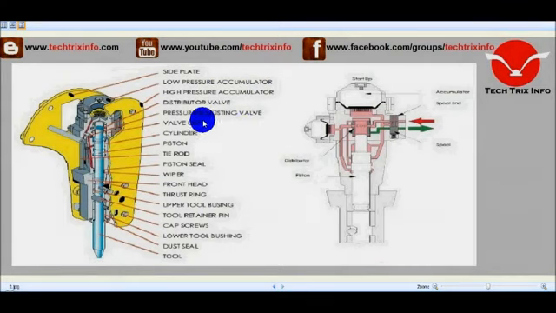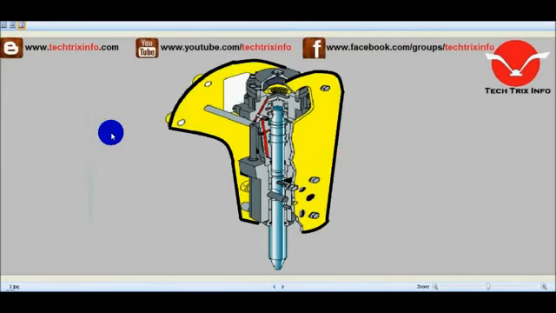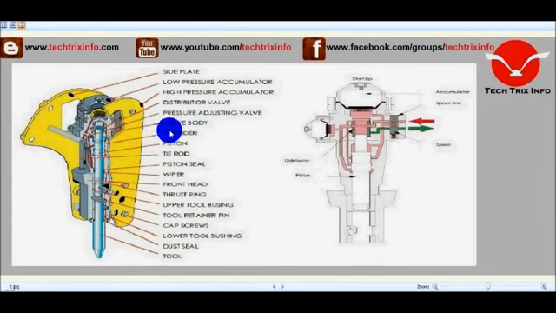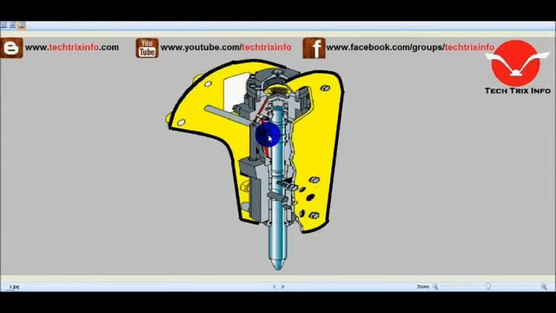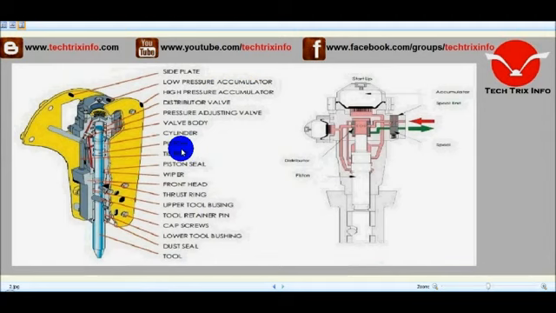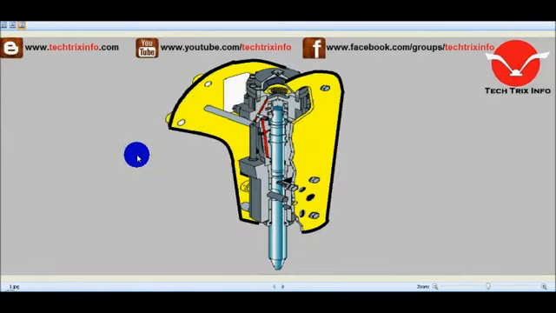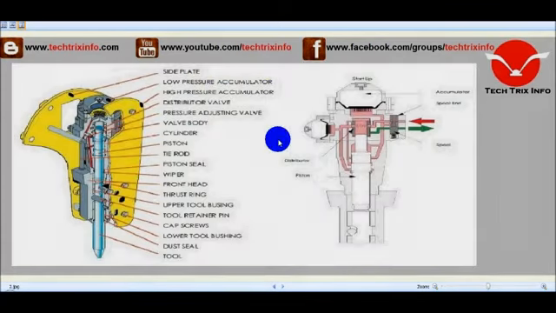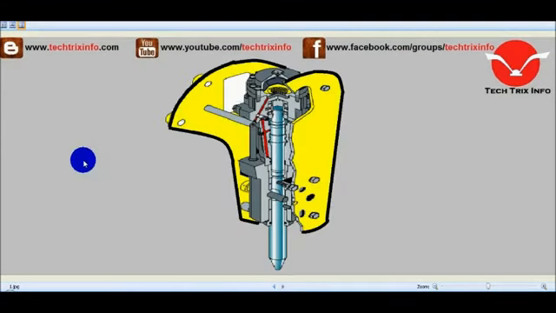Then the valve body, the valve body is located over here. Okay, the cylinder. So this is the cylinder where this chisel actually is moving. So here, this is the cylinder. Okay, the piston. So here you can see this component over here clearly. If you watch, this is the piston. Okay, so tie rod. Tie rod is this component over here. So this is the tie rod over there.